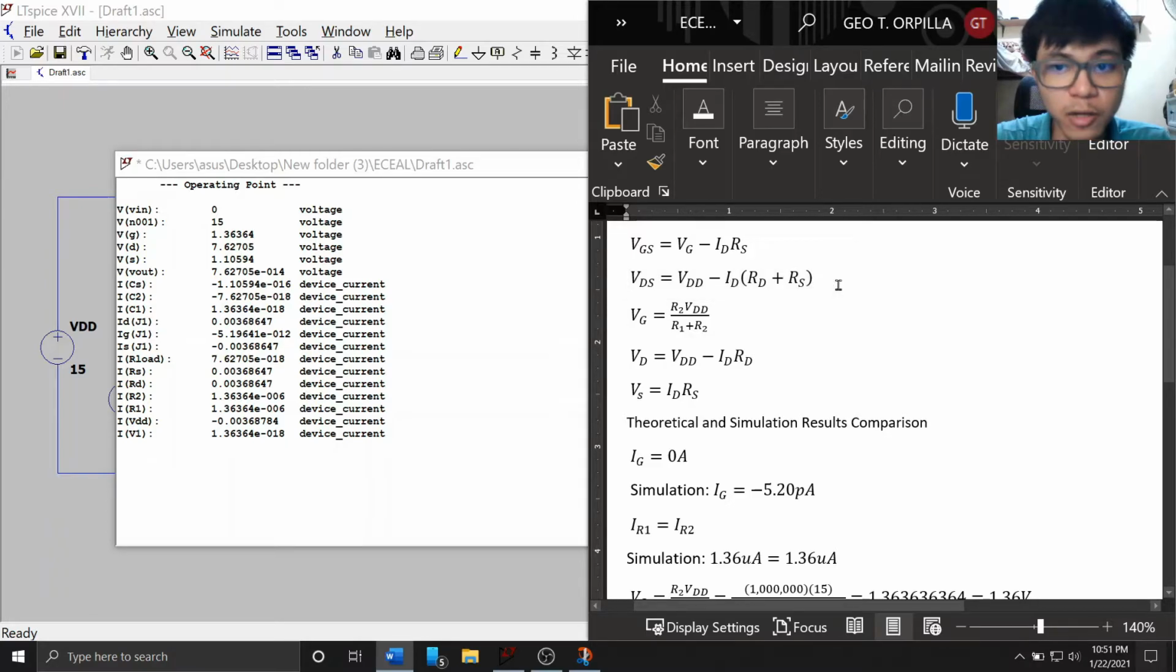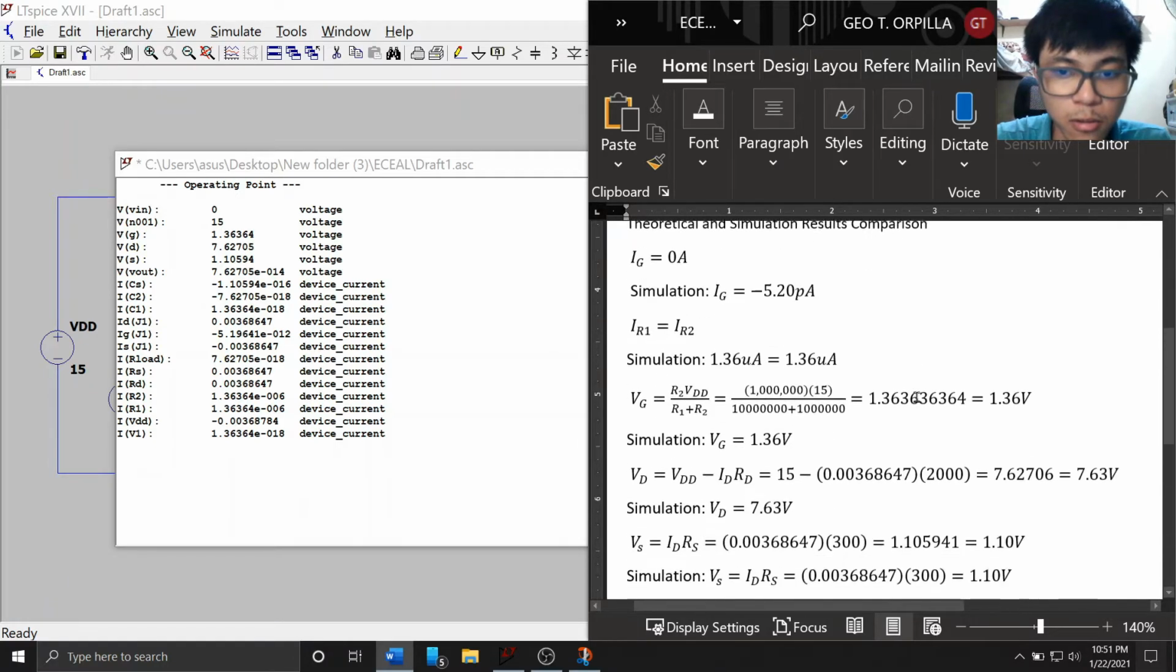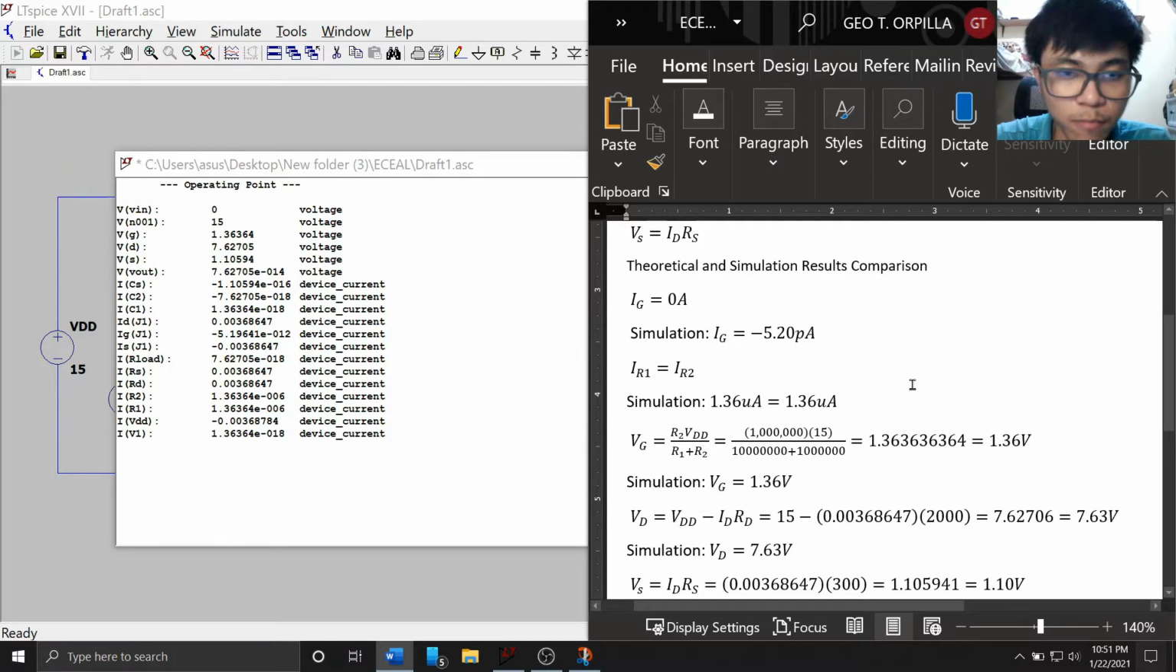VDS is VDD minus ID multiplied by RD plus RS. And VG is equal to R2 VDD all over R1 plus R2. VD is equal to VDD minus IDRD. VS is equal to IDRS. So let's now proceed to the comparison of theoretical and simulation results.